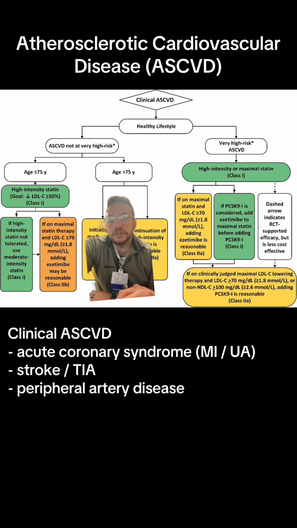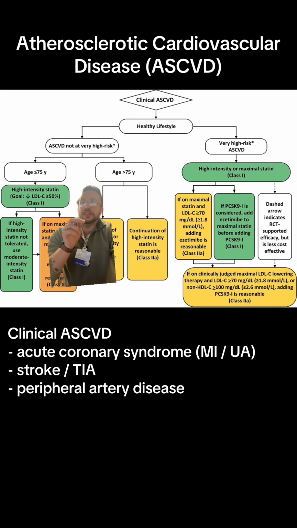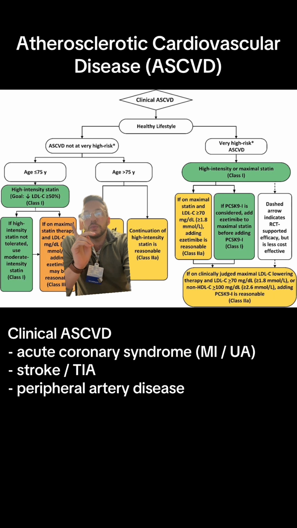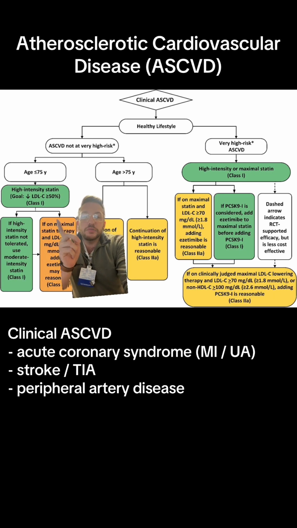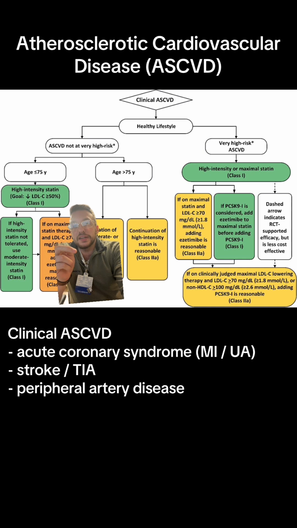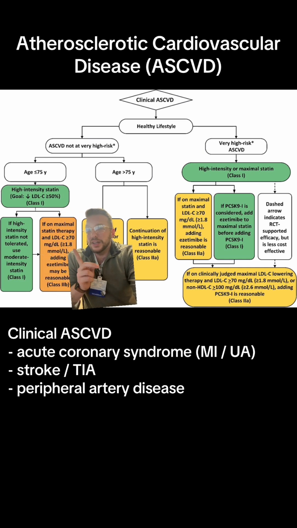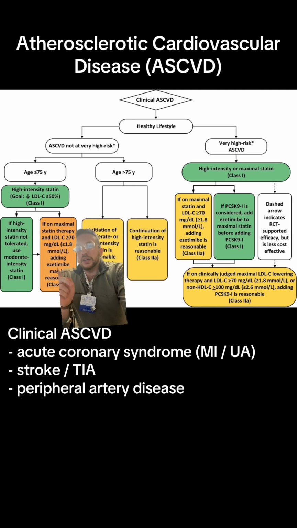And what your goal is depends on whether or not you're at very high risk. If you're not at very high risk, then you follow this pathway over here, and it's split up by your age, if you're less than or greater than 75. If you're less than 75, then we want to reduce your LDL by 50% or greater using a high intensity statin. And if you can't tolerate it, then we can use a moderate intensity statin. And if you're on your max tolerated dose and you still haven't achieved an LDL of 70, and that was just from the American Heart Association.